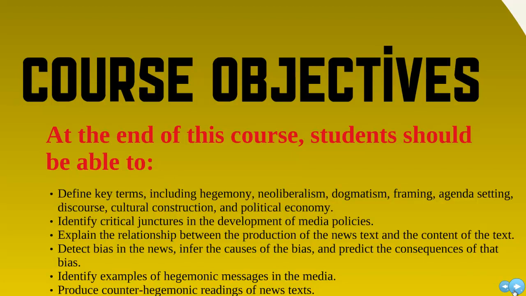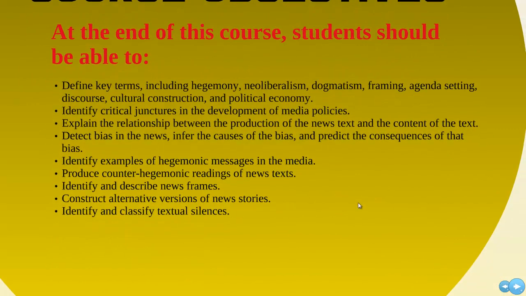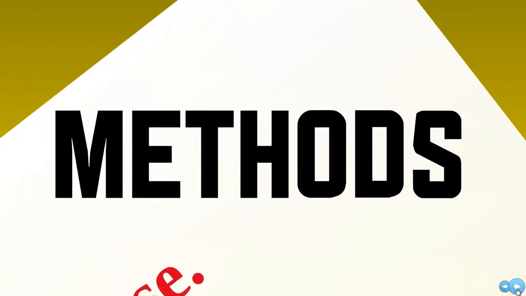You should be able to detect bias in the news, infer the causes of the bias, and predict the consequences that bias will have on our democratic society. You should also be able to identify examples of hegemonic messages in the media and produce counter-hegemonic readings of news text. You should be able to identify and describe news frames, construct alternative versions of news stories, and identify and classify textual silences.